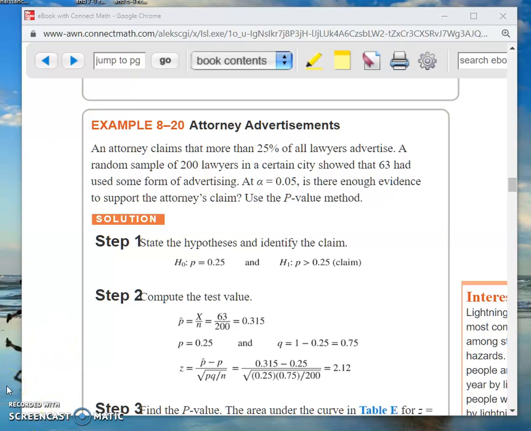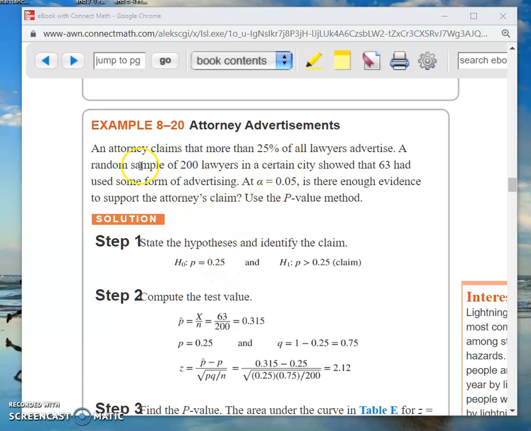Okay, so again, this is a metaphor. It's not a problem that you would particularly be interested in, but the attorney claims that more than 25% of all lawyers advertise. So that's the claim. That's the null hypothesis, that P equals 0.25. That's the proportion. So how do you test this?